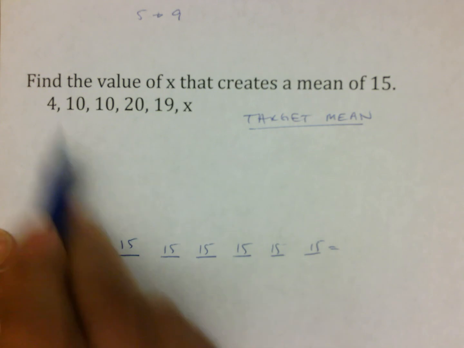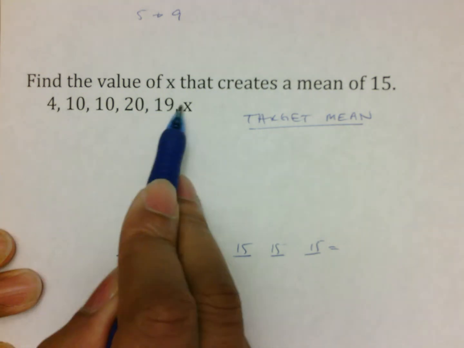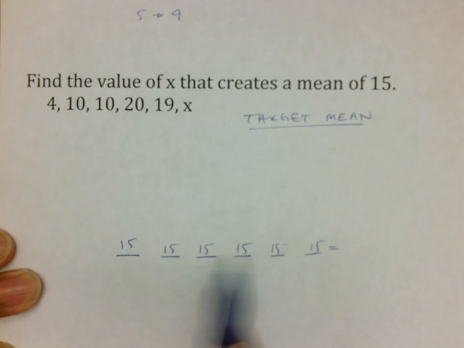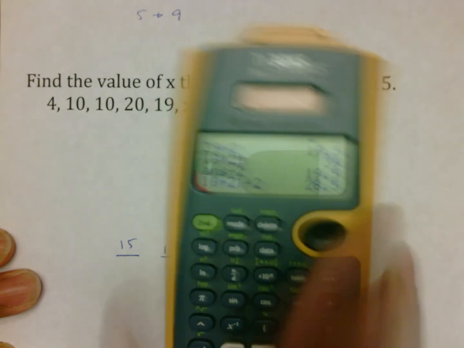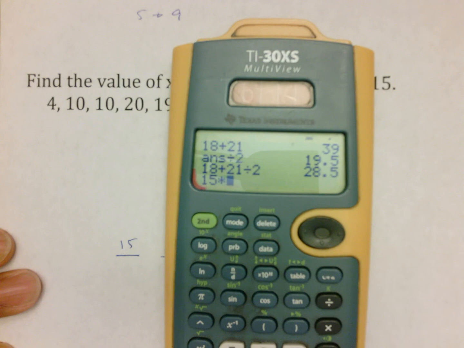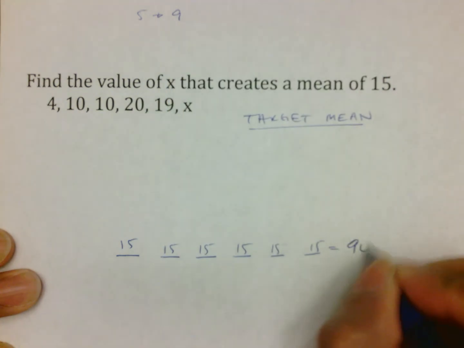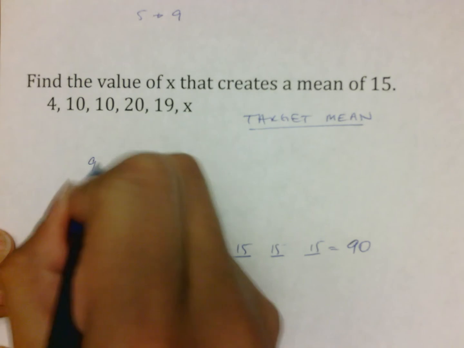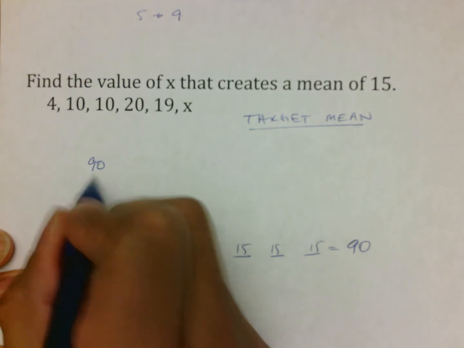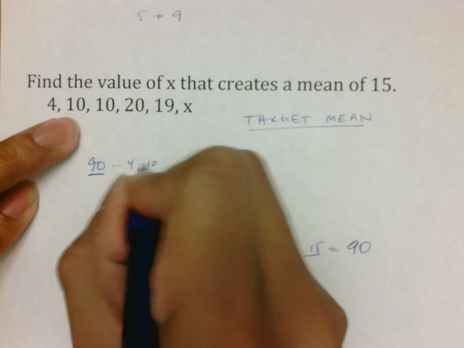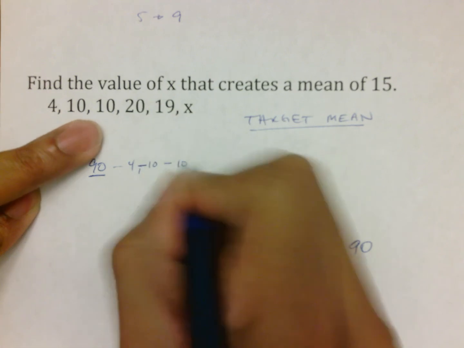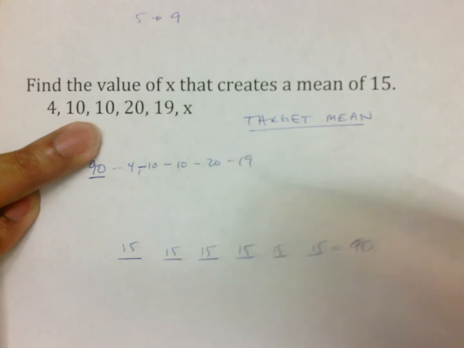What that does for us is, actually you might want to write this because this is pretty much how you would solve this, because I have 1, 2, 3, 4, 5, 6 things that I'm going to do. I put my 6 blanks. I fill all those in with the mean that I want. I don't need to do 15 plus 15 plus 15 6 times. Remember, you could just do 15 times 6, which tells me that I should have 90. And then what I do is I take that number of 90, which is my total, and I subtract everything else. 4, 10, minus 10, minus 20, minus 19.